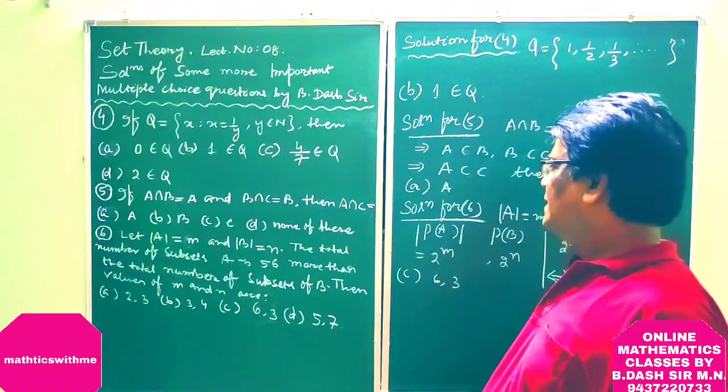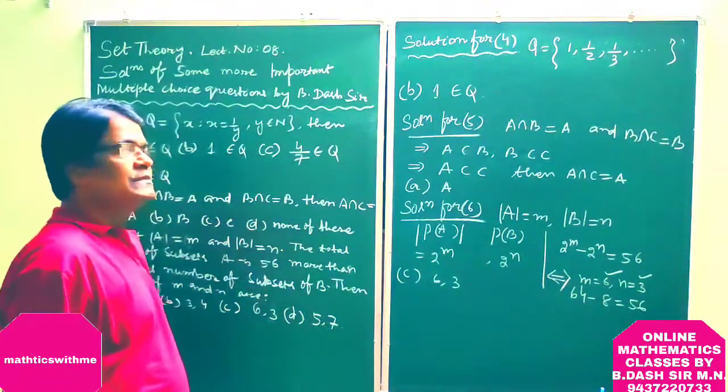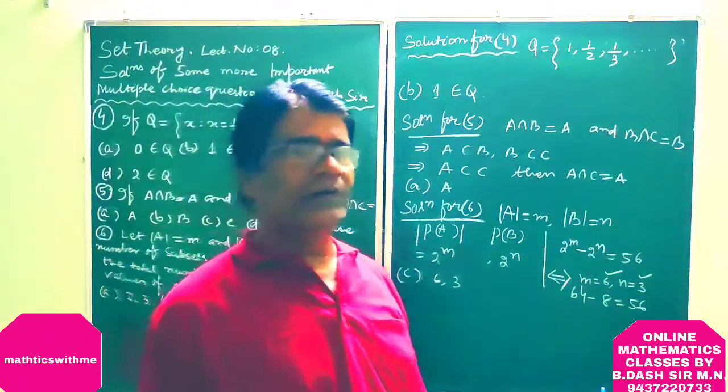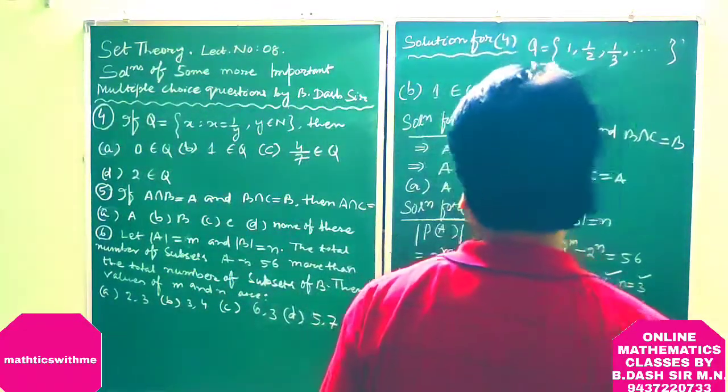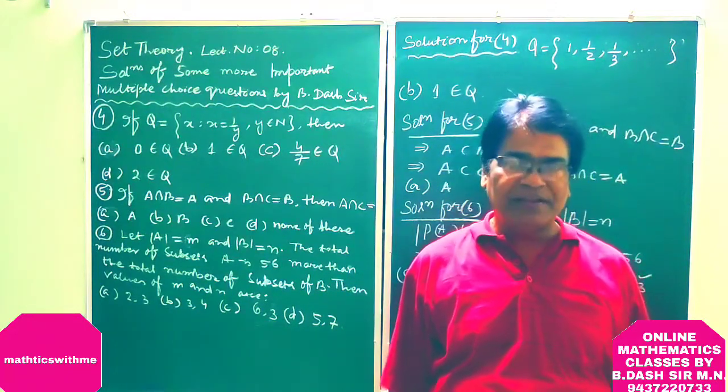So that the total number of subsets of A will contain 56 more elements than the total number of subsets of B. With this, the topic for today's class is completed.